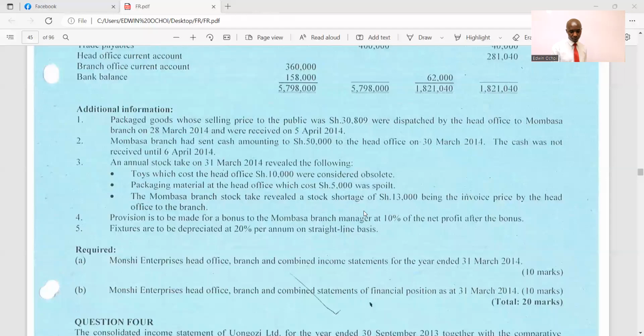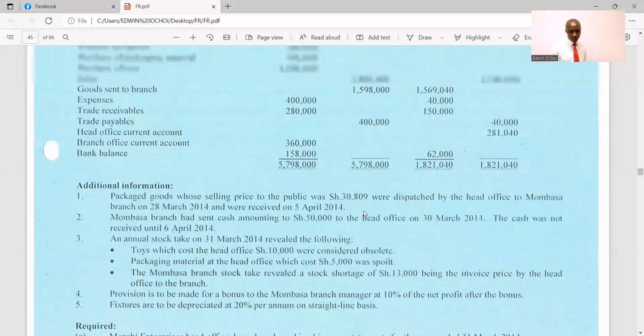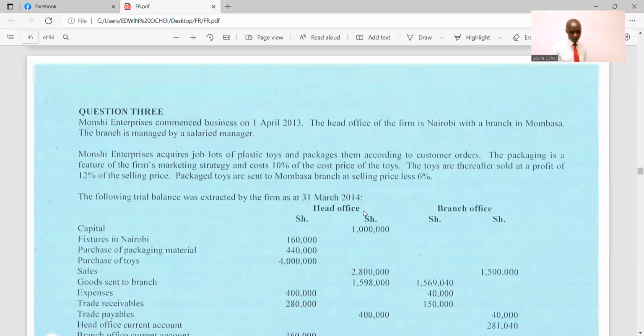So looking at this question of ours, if you look at the start of this question, this second paragraph, they said, Mosh Enterprises acquires plastic toys and packages them according to customer orders. The packaging is a feature of the firm's marketing strategy and it costs 10% of the cost price of the toys. So that is just marketing strategy.